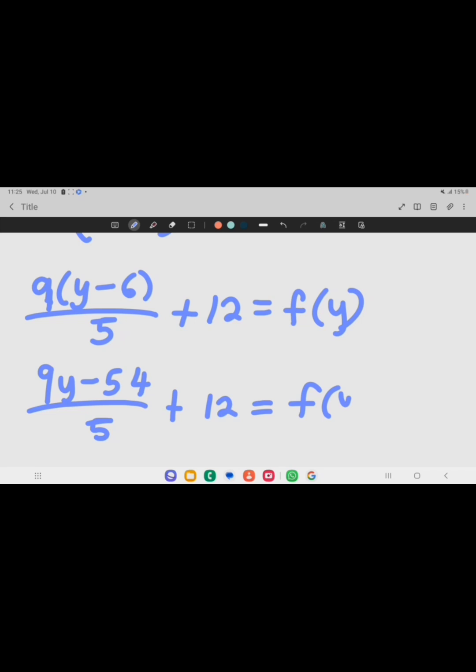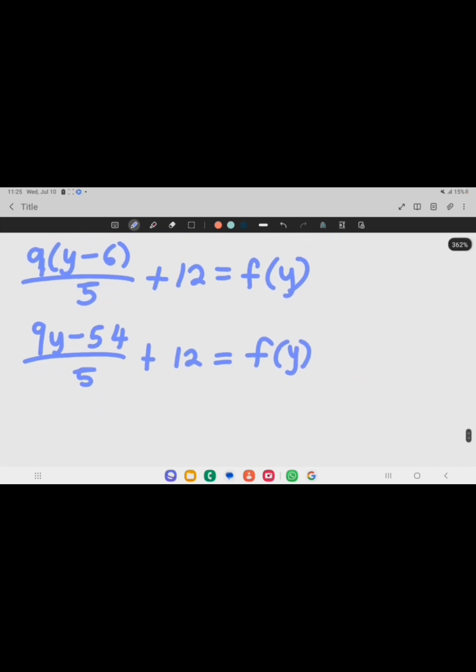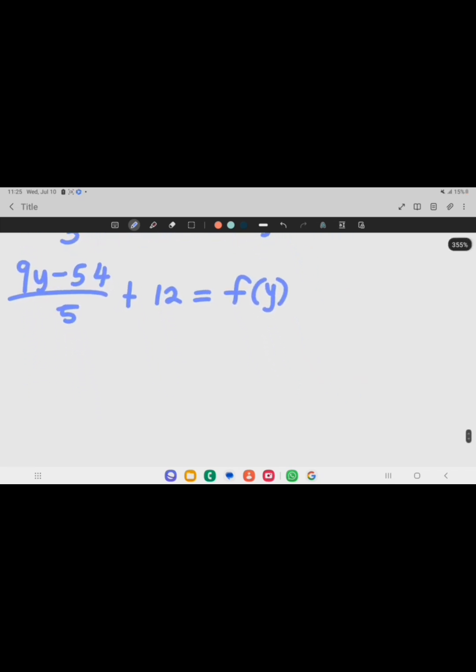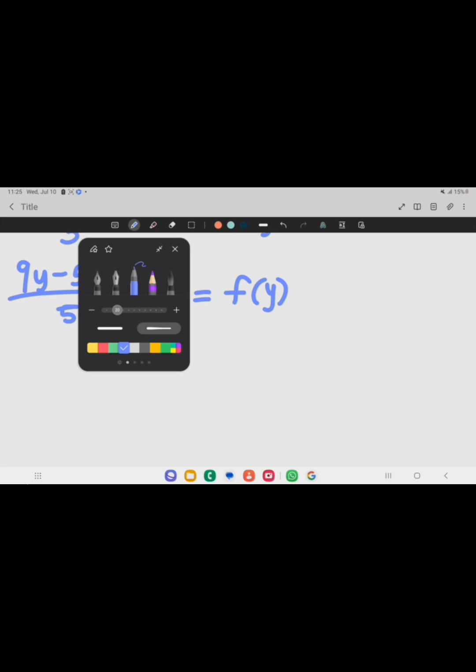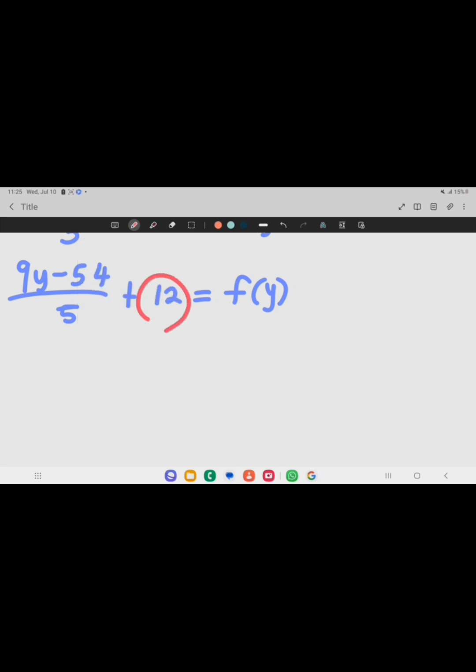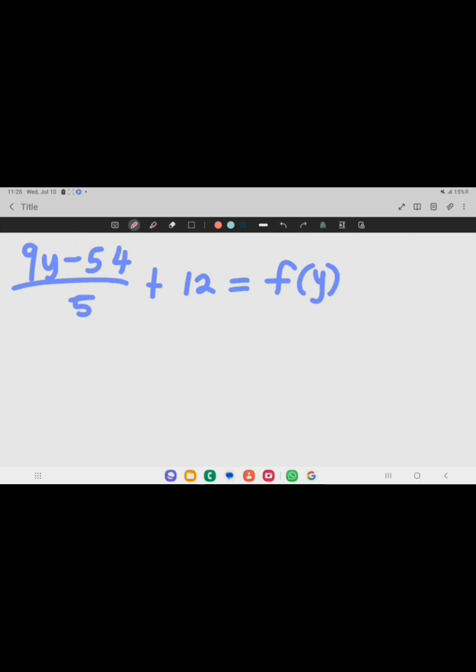This is what you will get, right? And then, as I mentioned in the previous video, whenever you have a non-fraction and a fraction, it is always better to make it a single fraction. So how to make them into a single fraction? Look at the non-fraction part. Over here, the non-fraction part is 12, so nothing at the bottom means it is 12 over 1.